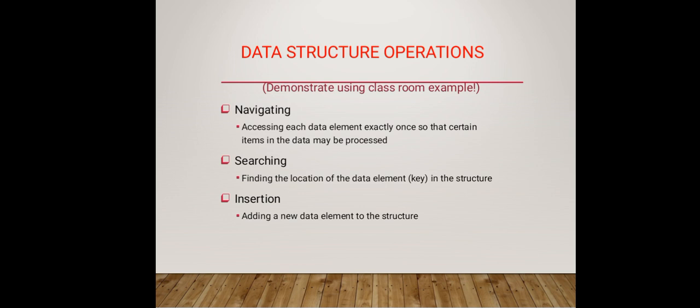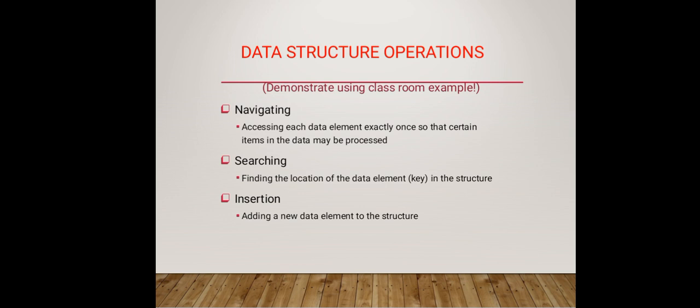When we are demonstrating using the classroom example, number one, we really need to know the navigating principle. The navigating principle gives us access to each data element exactly once so that the certain item in the data may be processed. Navigating is just like finding, looking at what we should put there, and so on and so forth. Then the second one is searching. Searching is very important as you are doing your data structure operations. Under searching, this is where we find the location of the data element in the key or in the structure, or even as you are coding a software or a program.